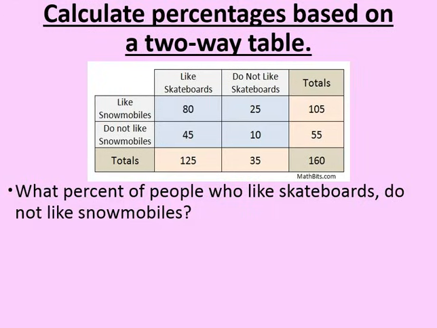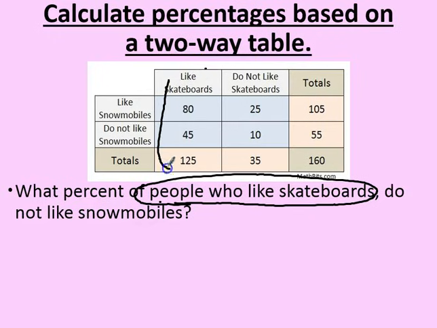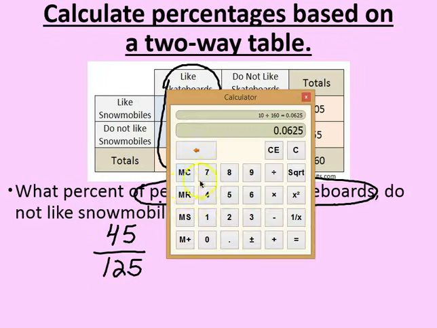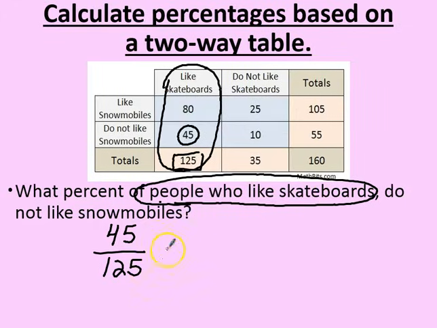What percent of people who like skateboards do not like snowmobiles? Now look, we're not looking at all people. We're only looking at the people who like skateboards. So that means that I'm only using this column of the data. So of the people who like skateboards, how many do not like snowmobiles? Well, there are 45 that do not like snowmobiles out of 125. Again, divide that to make it a percent. 45 divided by 125, we get 0.36, which is 36%. And then you could restate your answer. 36% of the people who like skateboards do not like snowmobiles.